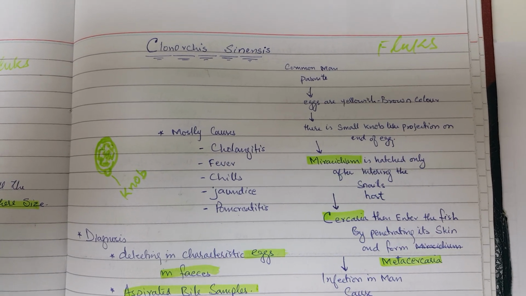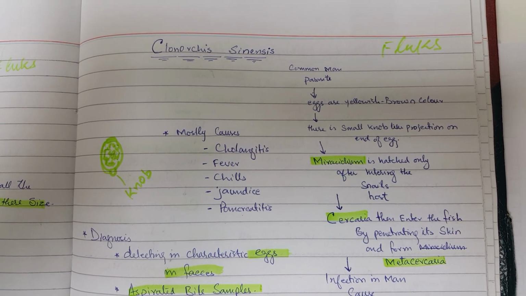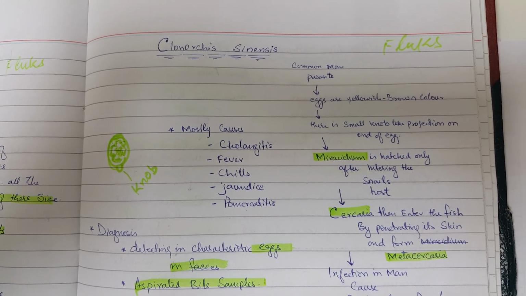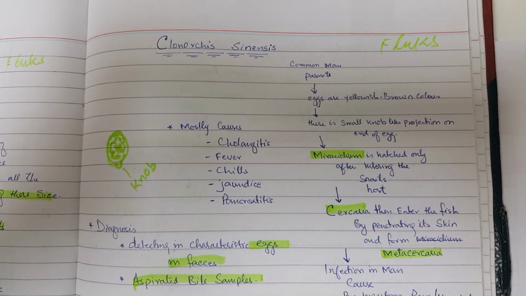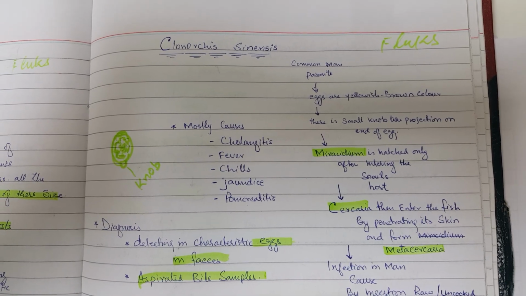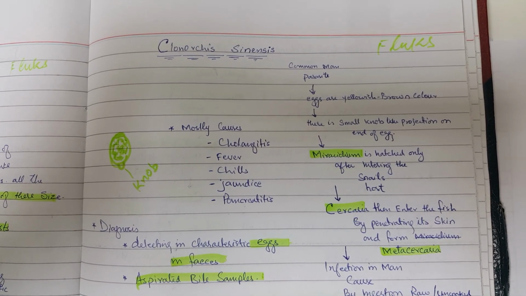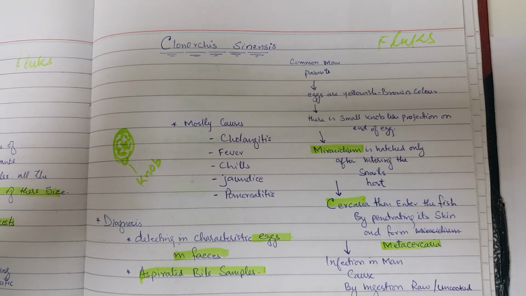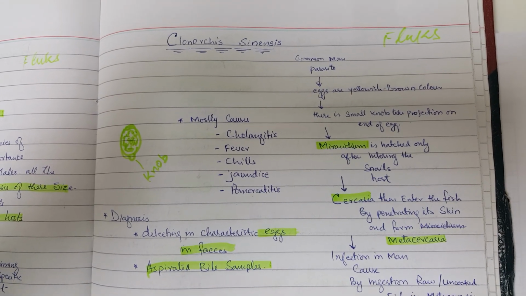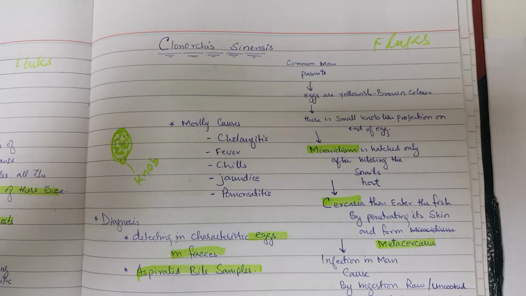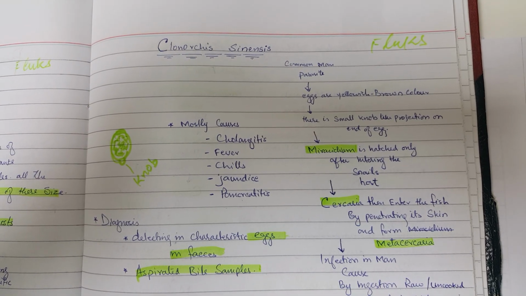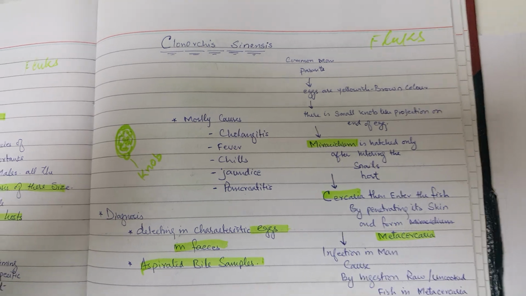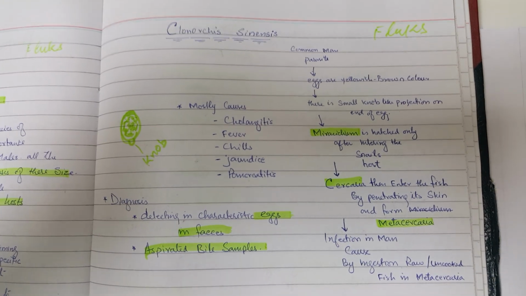Clonorchis sinensis is the Chinese liver fluke, and it is a common parasite. The eggs are yellowish brown, and the eggs of Clonorchis sinensis are the smallest eggs among all pathogenic parasites. They have a small knob projection on the end of the egg, and the miracidium hatches after entering the snail host.